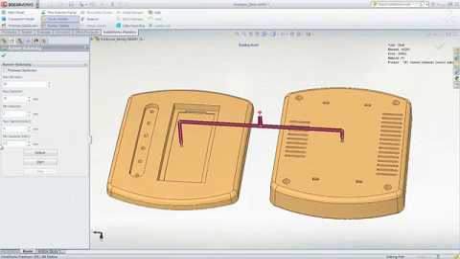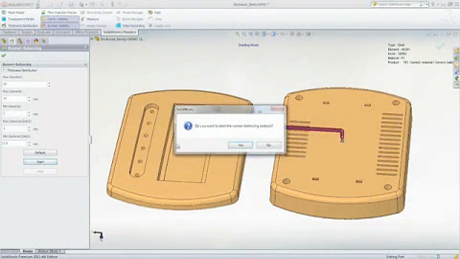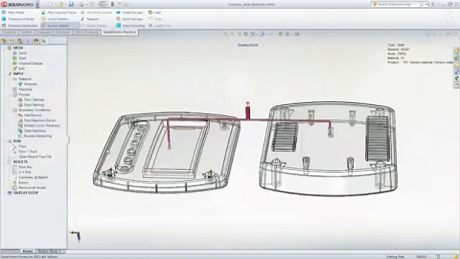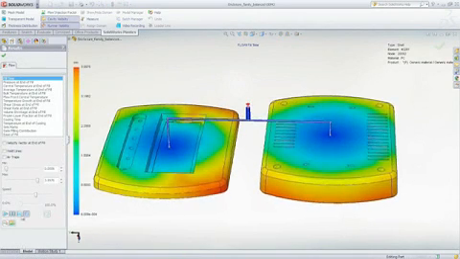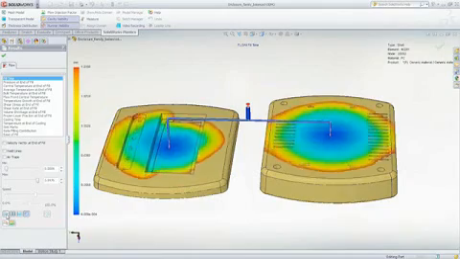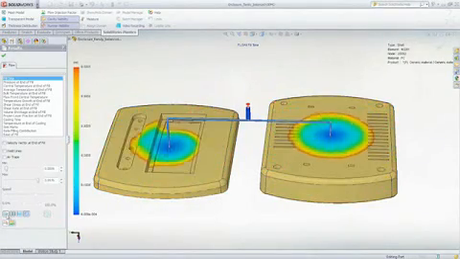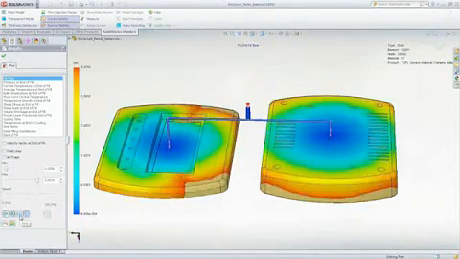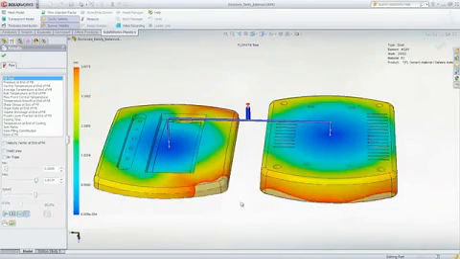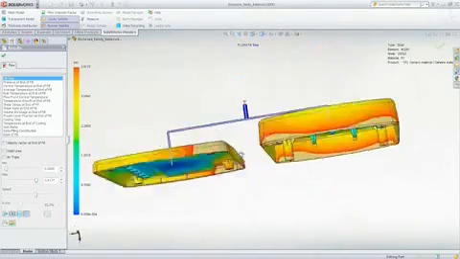As the iterations progress, the runner dimensions are changed to achieve balanced filling. And once SolidWorks Plastics converges on a solution, it will indicate the final runner dimensions required to achieve balanced filling, resulting in mold cavities that fill at the same time and with uniform pressure distributions, minimizing the risk of post-molding defects such as part warpage.